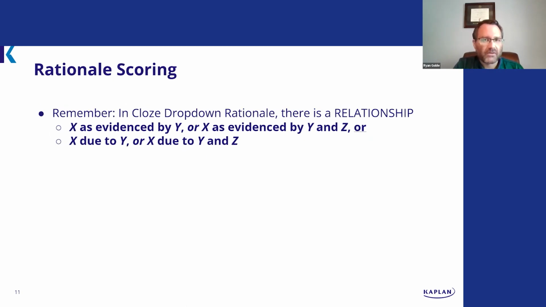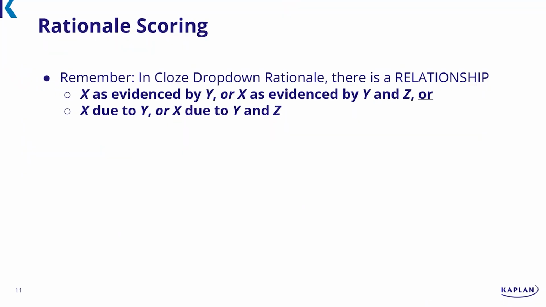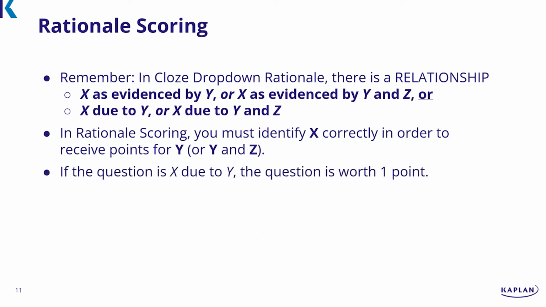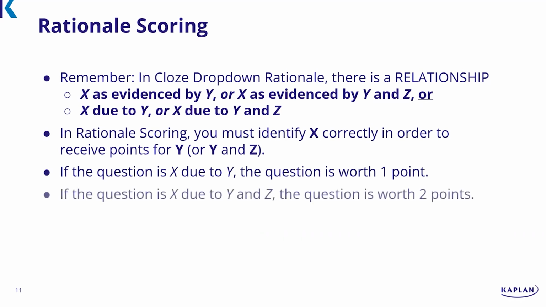Let's recap rationale scoring. Remember, it's all about the relationship. You must identify X, which will be the condition or what is going on with the client. Then turn your attention to what supports or correlates with X. Rationale scoring rule states that you must correctly identify the first drop-down in order to get any credit for the other responses. If the question is X due to Y, the question is worth 1 point. If the question is X due to Y and Z, the question is worth 2 points.